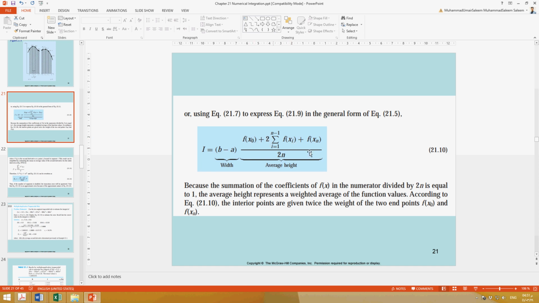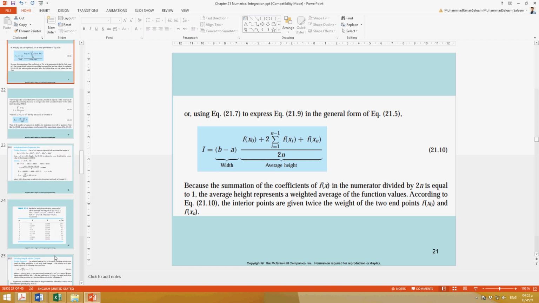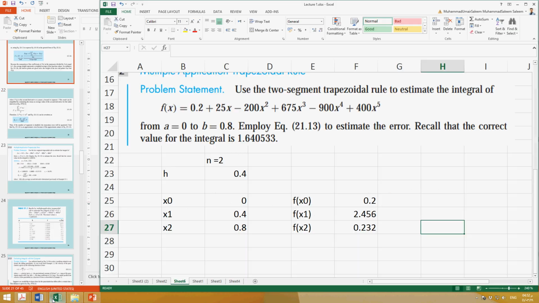Okay, this is f of x0 and this is f of x1, because if we have more segments, then we can have further input of these values, but at the moment, as there are just 2 segments, we are solving this problem. So how can we find out the integration? The integration is equal to b minus a, which is actually 0.8.